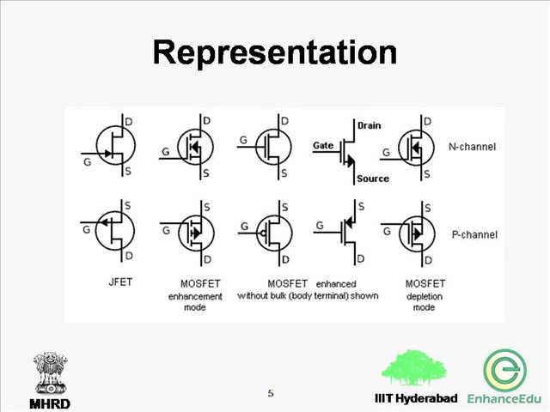Different kinds of FETs are represented in different ways. The JFET, MOSFET, MESFET, enhanced FET, they all have different representations. The figure shows the different representations, which are very similar to BJT in some way, for different kinds of FETs.